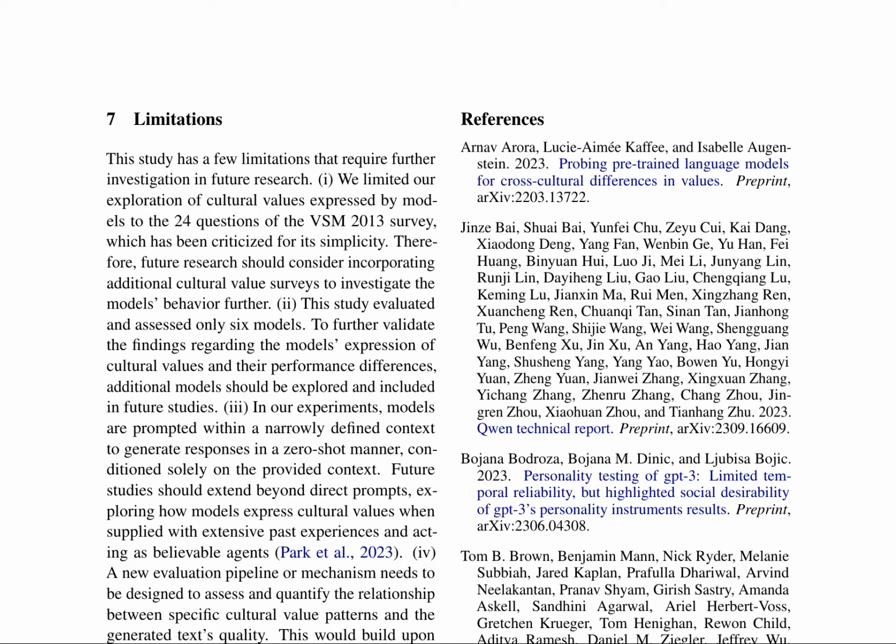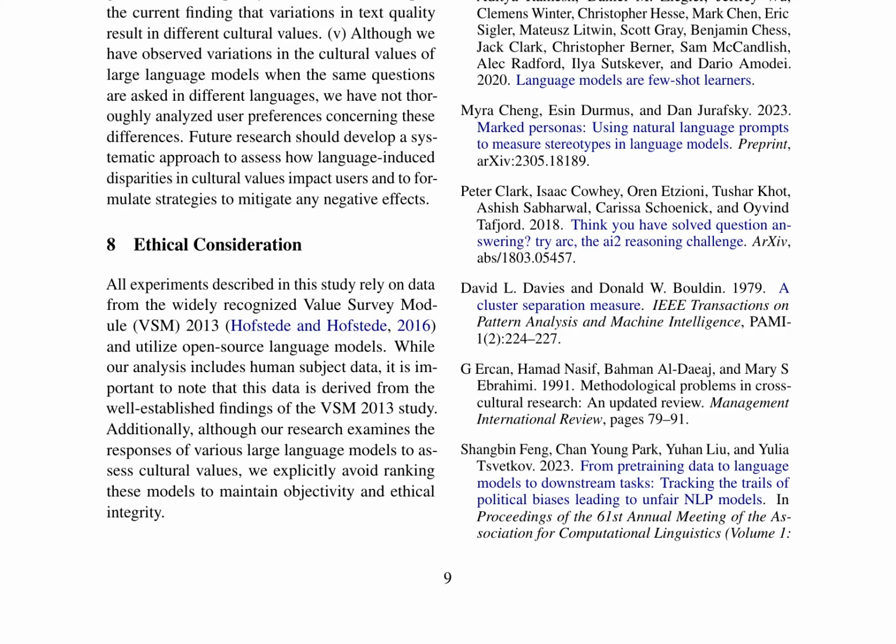The authors acknowledge several limitations, including the need for additional cultural value surveys, the evaluation of more models, and the consideration of extensive past experiences. They emphasize the importance of designing a new evaluation pipeline to assess the relationship between specific cultural value patterns and text quality. The study's findings suggest variations in cultural values among models, with implications for user preferences and potential biases.